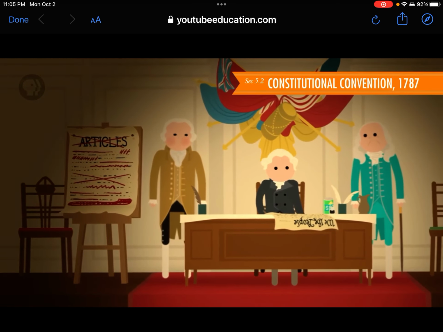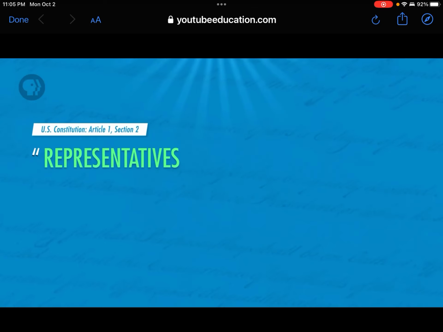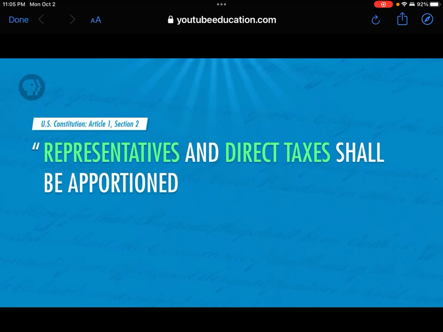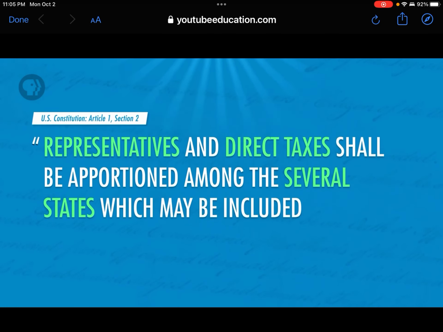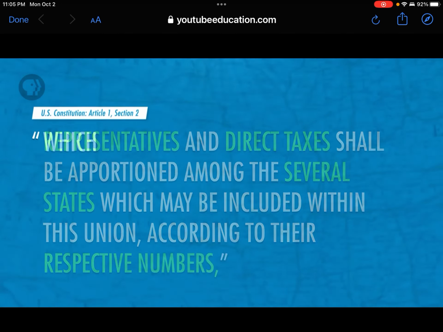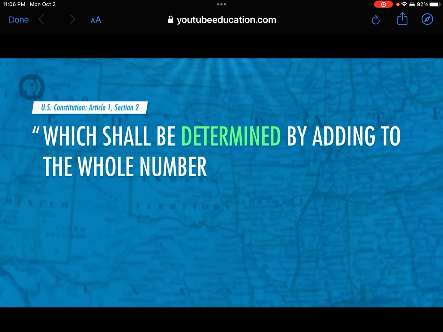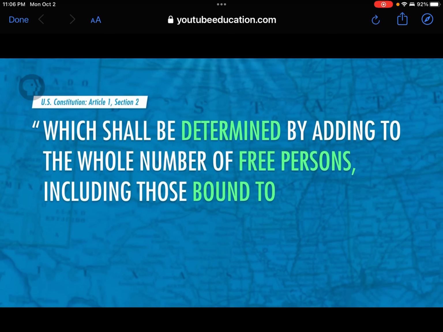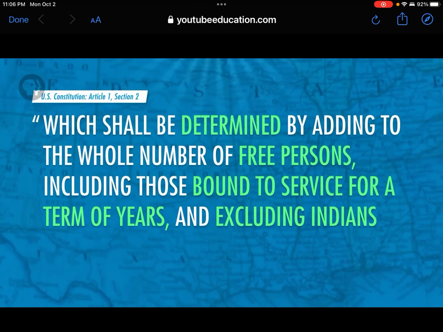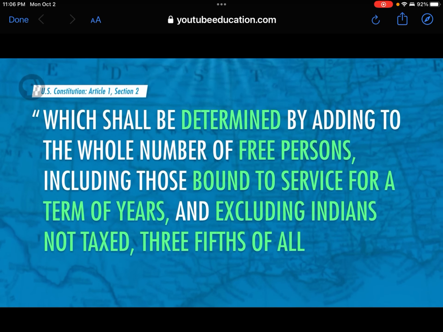great. Article 1, Section 2 of the Constitution includes the following clause. "Representatives and direct taxes shall be apportioned among the several states which may be included within this union, according to their respective numbers, which shall be determined by adding to the whole number of free persons, including those bound to a service for a term of years, and excluding Indians not taxed, 3/5 of all other persons."